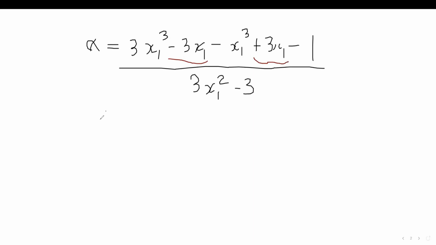So what we end up getting now is that alpha is equal to 3x1 cubed minus x1 cubed, which is now 3 minus 1 is 2. So alpha is 2x1 cubed minus 1 over 3x1 squared. Now let me write that a little bit better: 3x1 squared minus 3.